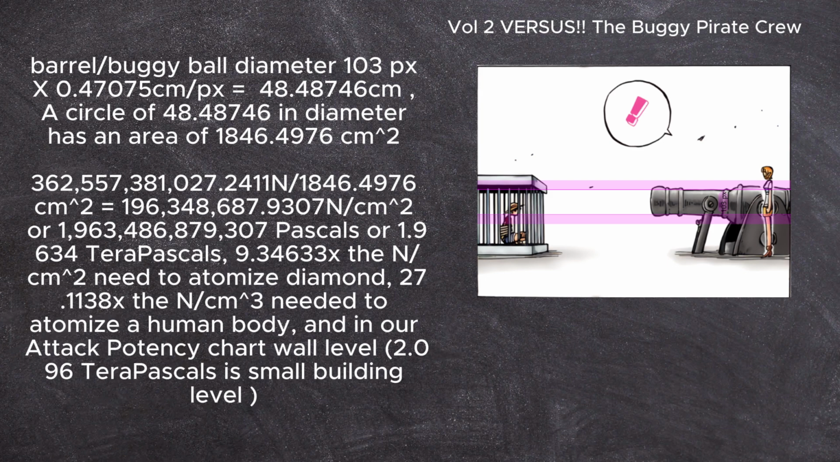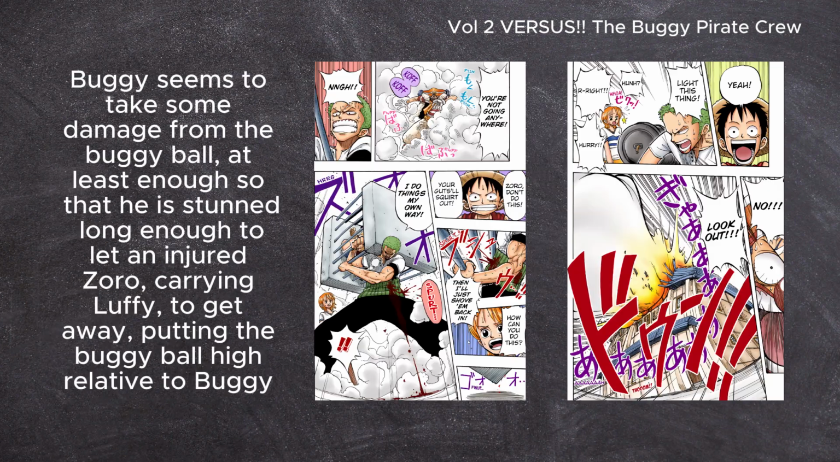And in our attack potency chart, wall level 2.096 terapascals is small building level. Buggy seems to take some damage from the Buggy Ball, at least enough so that he is stunned long enough to let an injured Zoro carrying Luffy get away, putting the Buggy Ball high relative to Buggy.